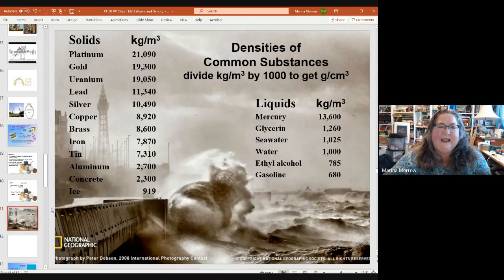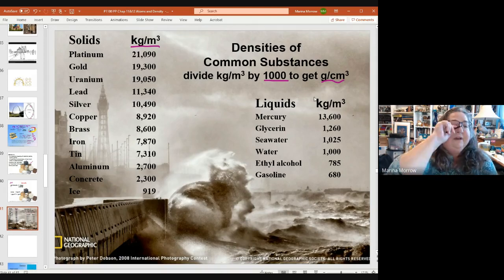And here's a table of some densities. Now, the density list here is in kilograms per meter cubed. To make it grams per centimeter cubed, you just have to divide by 1,000. So we've got water here at 1,000 kilograms per meter cubed, and so dividing by 1,000, that's why it's 1 gram per centimeter cubed, right?